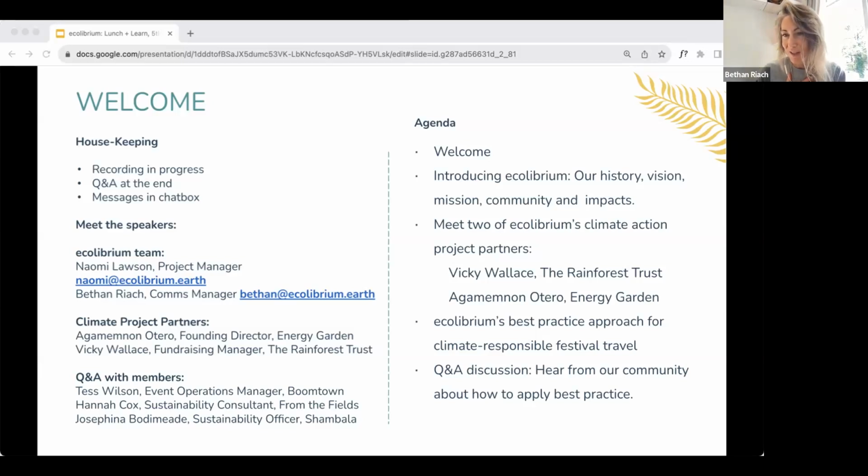So I'll be introducing Equilibrium, a little bit more about our history and our mission, our community, and our impact so far. And then I'm really happy to say we've got two of Equilibrium's climate action project partners with us. So we've got Vicky Wallace, who is fundraising manager at the Rainforest Trust. She's going to be sharing a bit more about their work. They're part of our Trees Plus program. So that's our program which is dedicated to restoring and protecting ecosystems around the world, and also supporting communities who are already suffering the worst effects of climate change, so on the front line of extreme weather already.